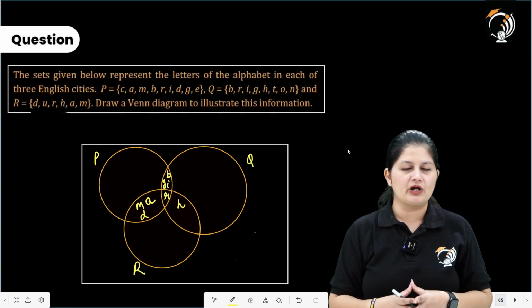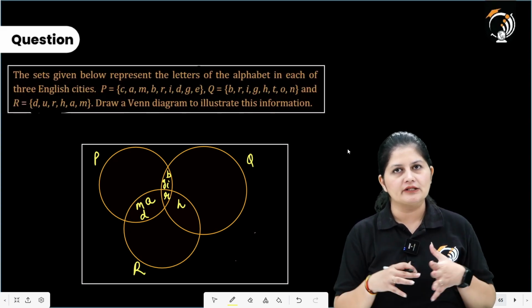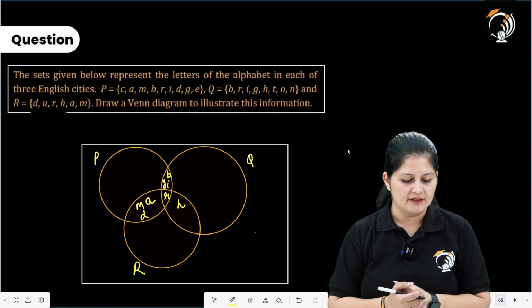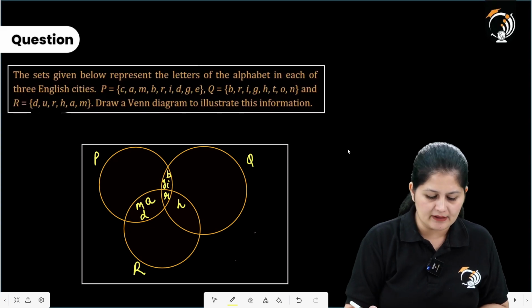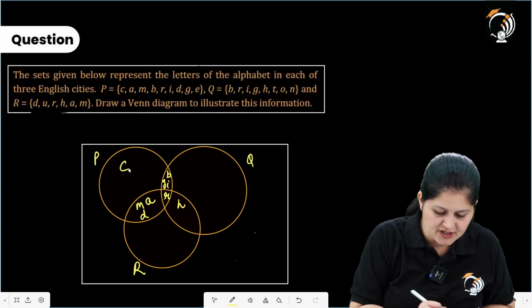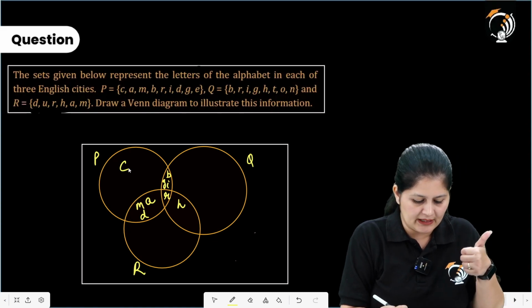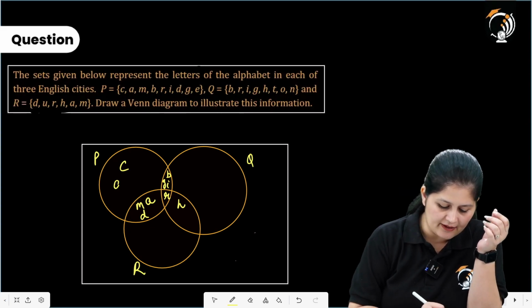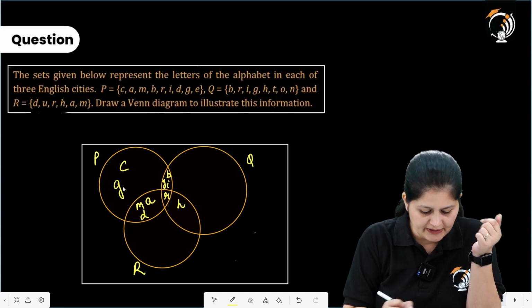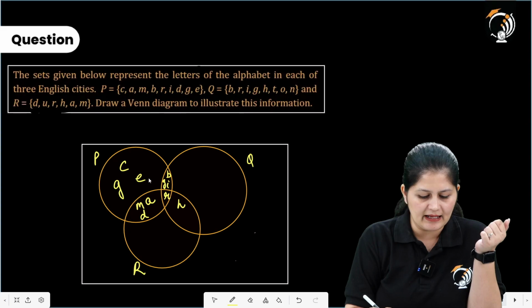Now we are just going to complete the Venn diagram with all the leftover elements. Right. So further, in the set P, what we are being left with, we haven't mentioned C here. A we are done with, M we are done with, B is done, R is done, I is done, D is also done, G isn't done, right? So we are going to write G, and E is also left. So we are going to write the elements here.